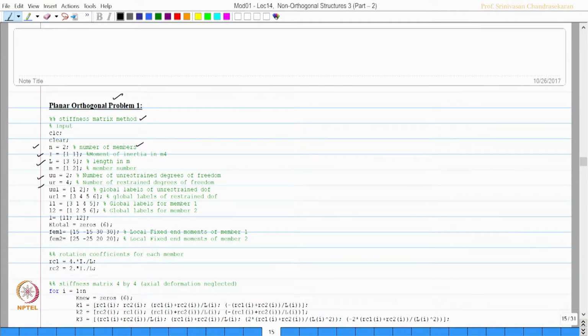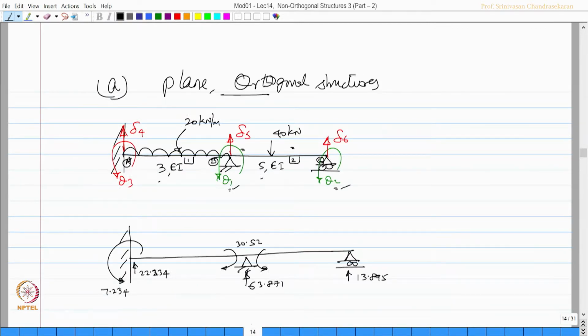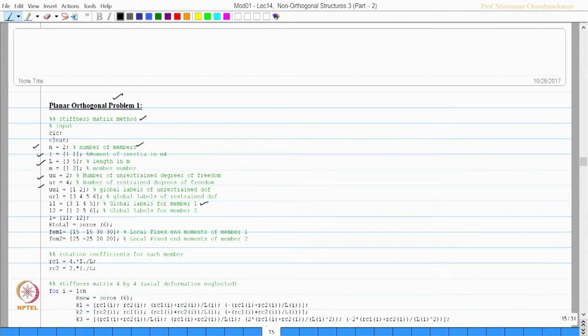Okay. Let us see what is the global labels of member 1. Let us look at member 1. What are the local labels? Member 1 is member AB. The local labels will be 3, 1, 4 and 5. For the member BC, the labels are 1, 2, 5 and 6. So, that is what you entered here.